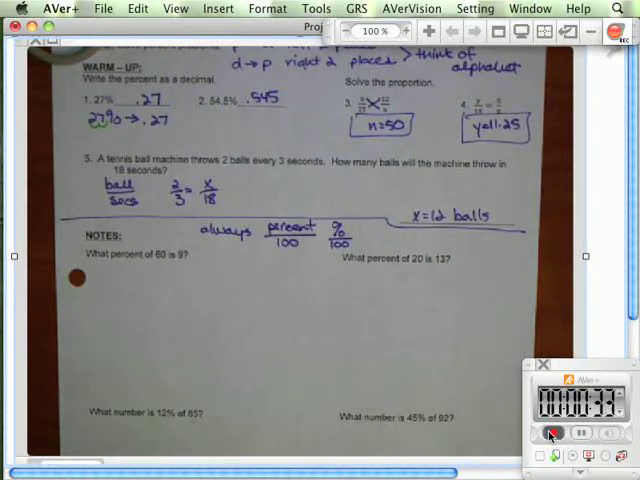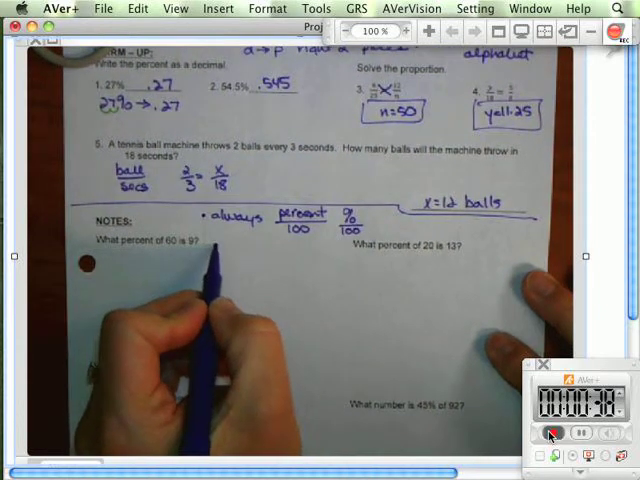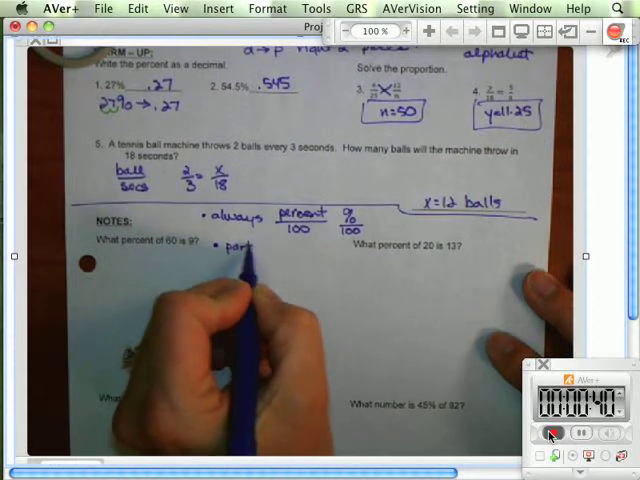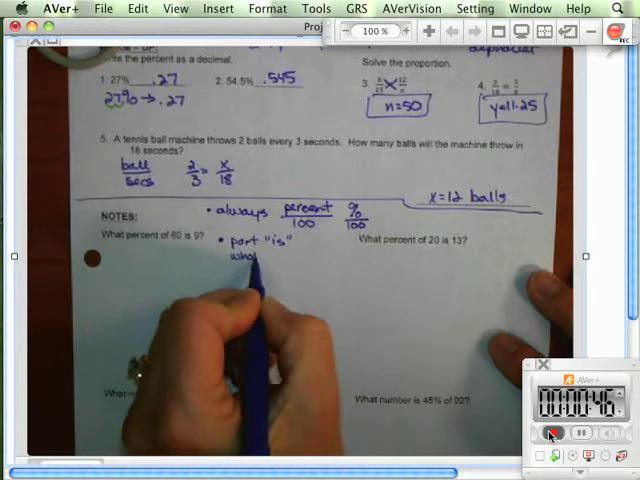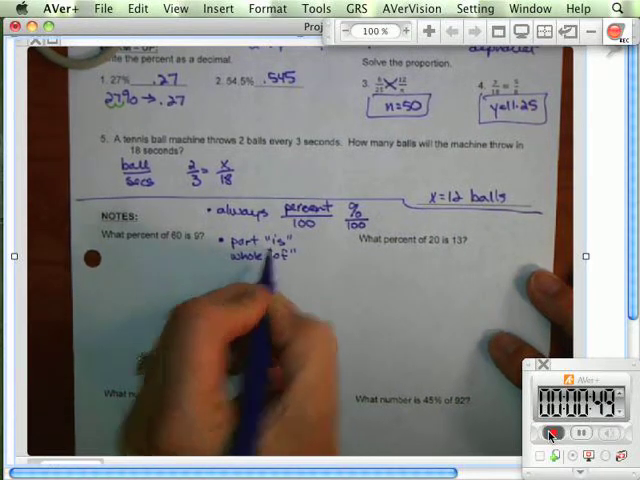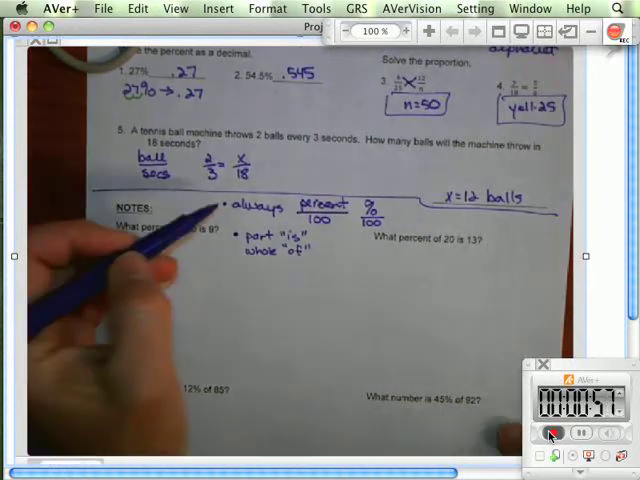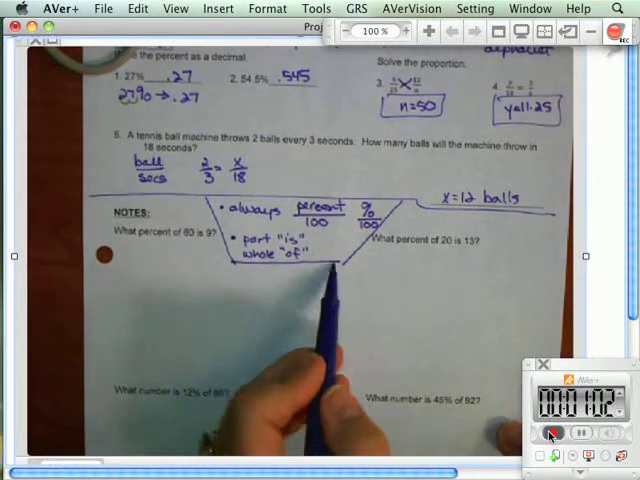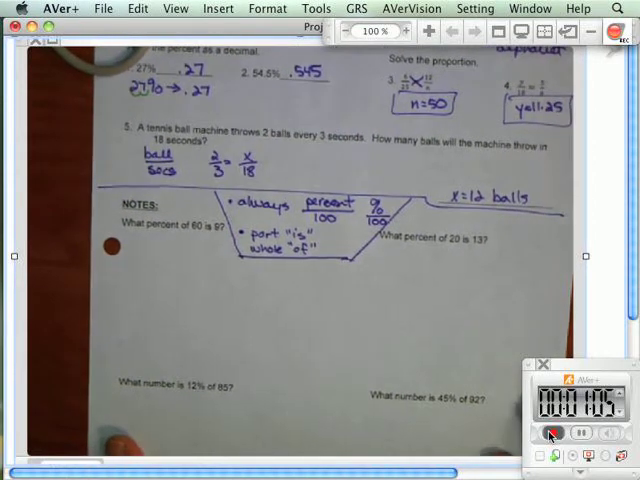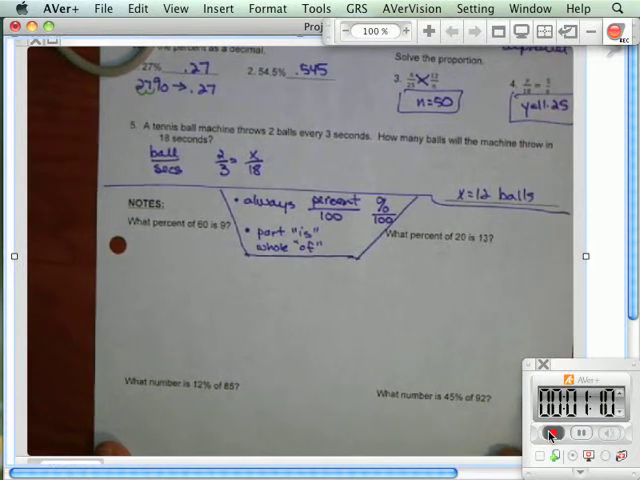You're also going to set up a proportion. So this is one thing. And the other thing I want you to remember is the part is usually next to the "is," and the whole is almost always next to the word "of." This is important to help you set these problems up. Always percent over 100, the part is by the "is," and the whole is by the "of." Let's see how this is going to work.